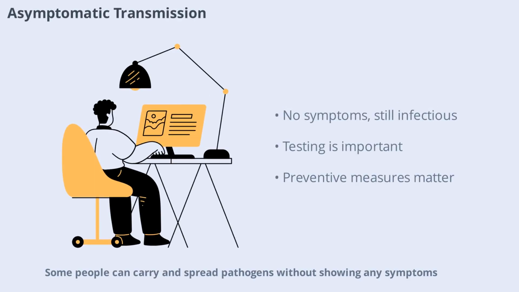Some people can carry and spread pathogens without showing any symptoms. This is called asymptomatic transmission. It makes controlling outbreaks more challenging as people may unknowingly infect others. Regular testing and preventive measures are important even if you feel healthy.